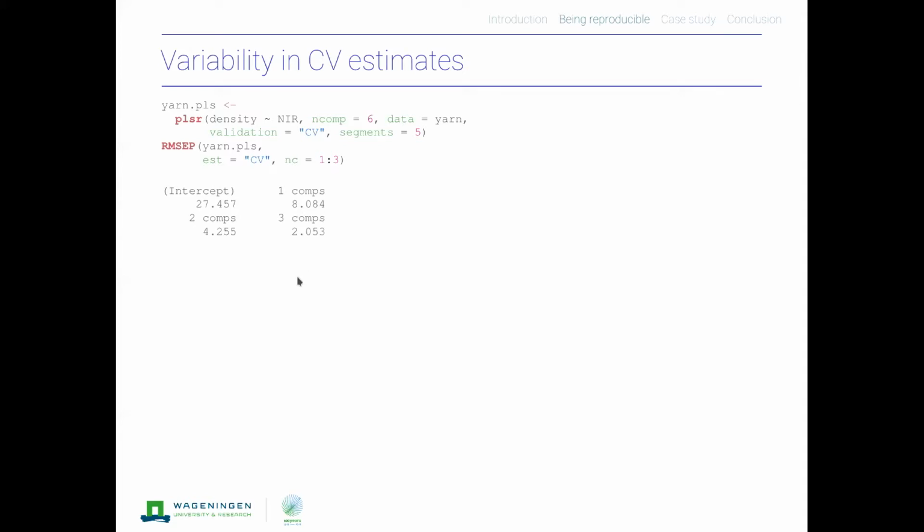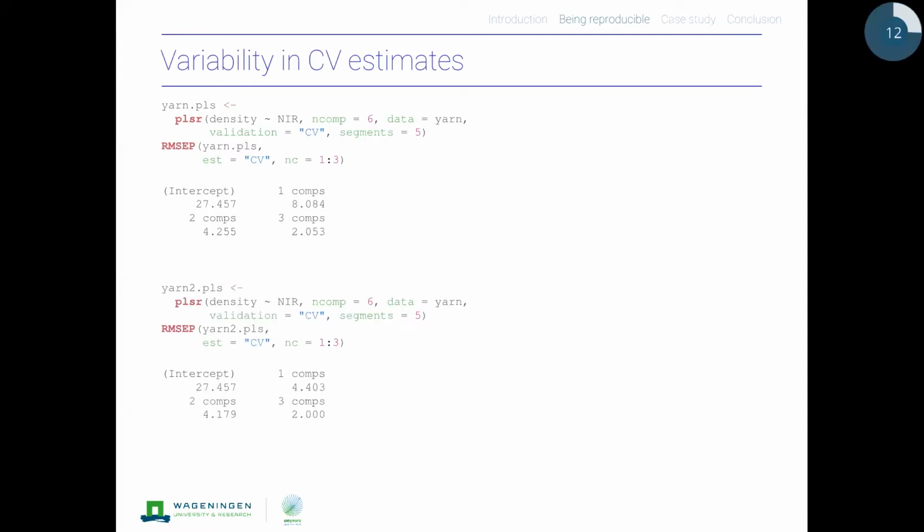Fine. But what happens if you repeat the analysis? You simply do the same command again, then you get different results. And the reason is that the division into segments is a random process. So the records in your data set that were in the first segment in the very first model are not the same records as the ones that are in the first segment in the second call to the PLSR function. And you can see that the intercept doesn't change, which is logical because it's a constant, but you can see that the other numbers do change.